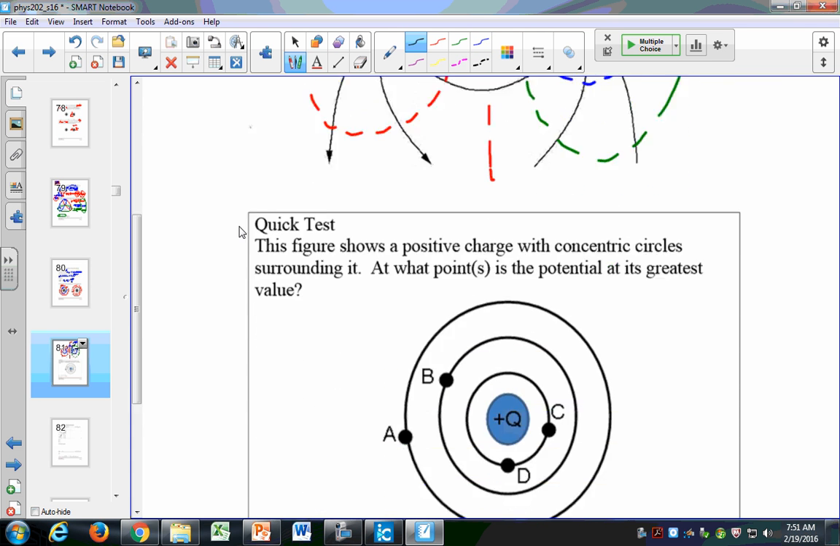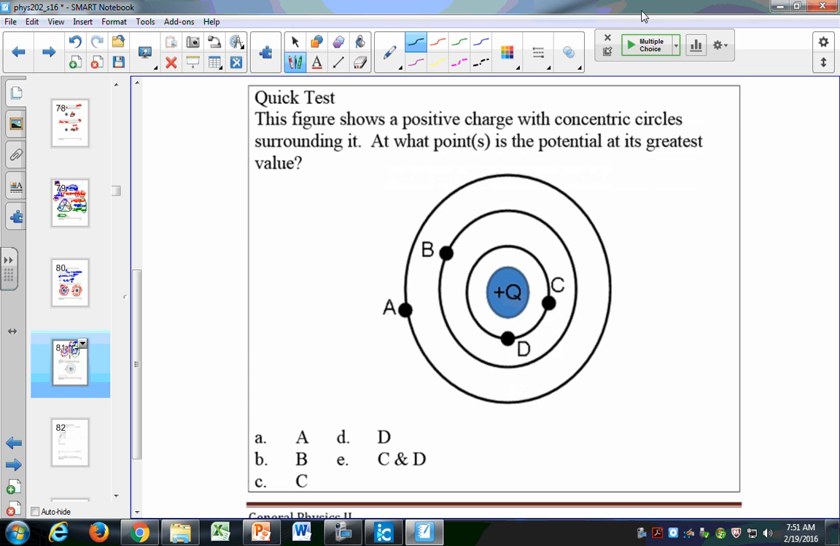All right, let's try this little quick test. What point or points is the potential at its greatest value?